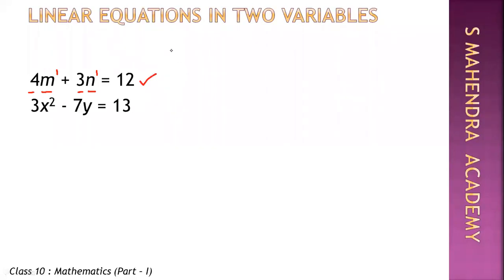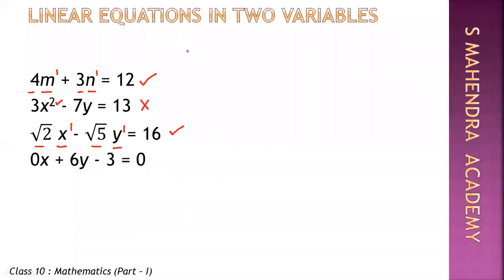In the next example, the degree of variable x is 2. Therefore, this equation does not satisfy the condition and we cannot call it a linear equation in two variables. Here, the variables are x and y with degree 1 and 1 and the coefficients are non-zero real numbers. Therefore, this equation is a linear equation in two variables.